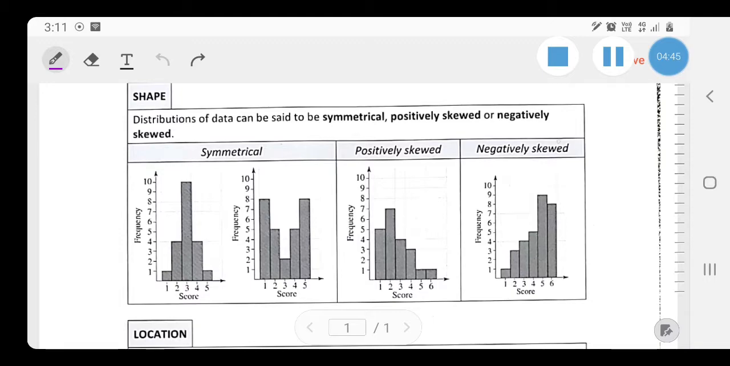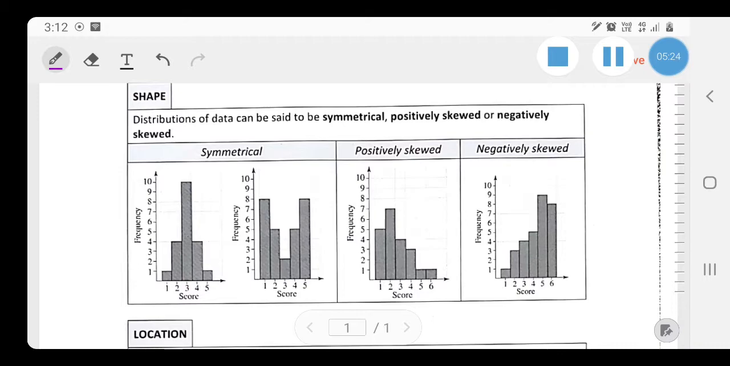The same thing happens with a negatively skewed distribution. If we have score versus frequency and the bars are increasing, then this is called a negatively skewed distribution. But if we just had a straight line linear graph following a similar trajectory, that would be a positive gradient, but we're not talking about gradients. So that is shape: symmetrical, positively skewed, negatively skewed.